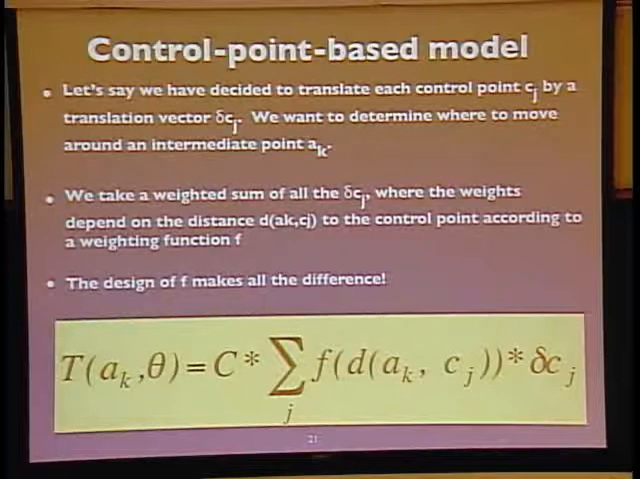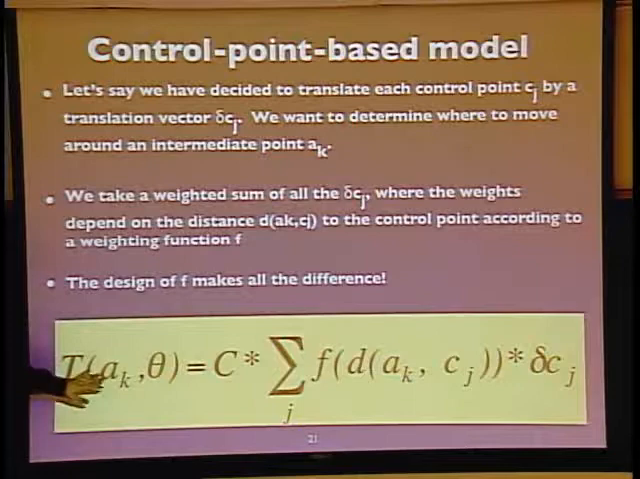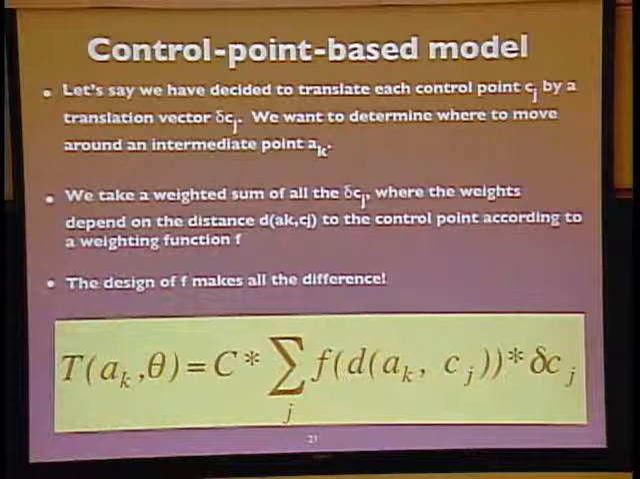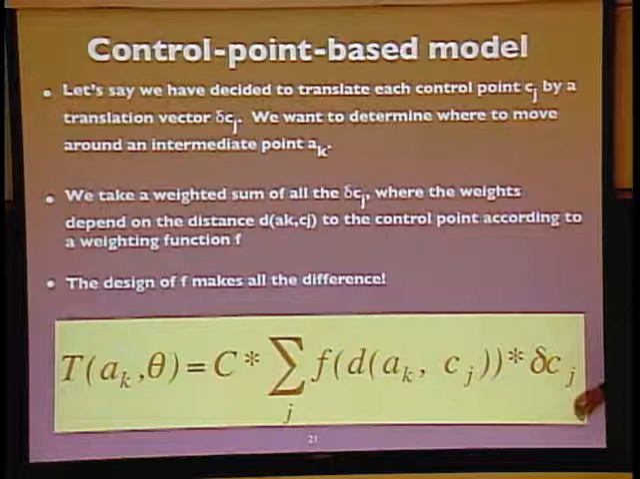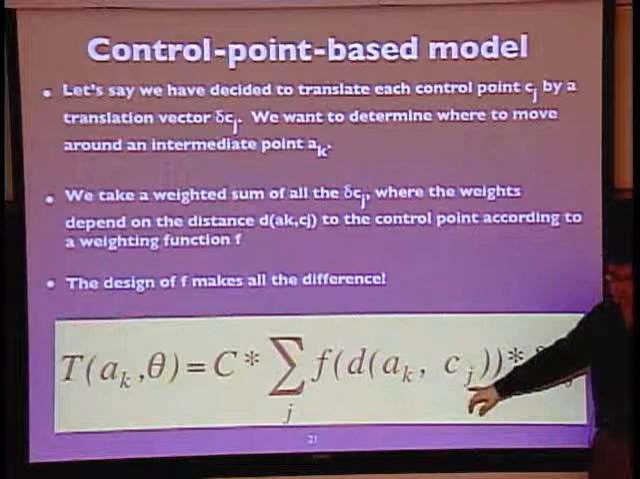So here's the math of how to use a control point-based model. Here's our transformation T. For some other point a_k inside the ambient space somewhere, we're going to move it by consulting all of the control points that we've defined. As you can see here, there's a sum over j, where j indexes the control points. So there's going to be one term in this sum for every control point.